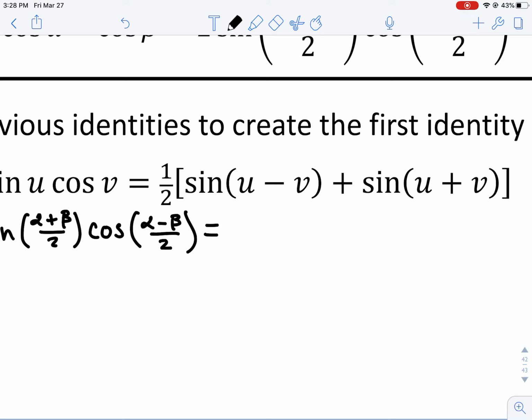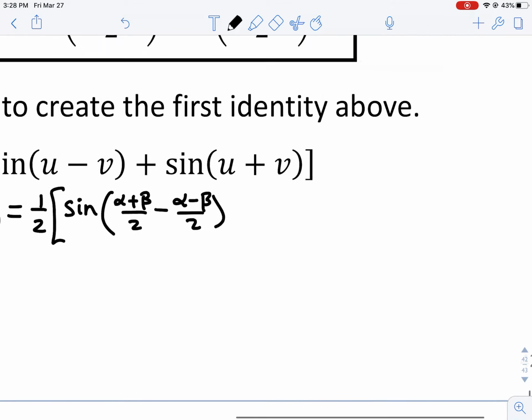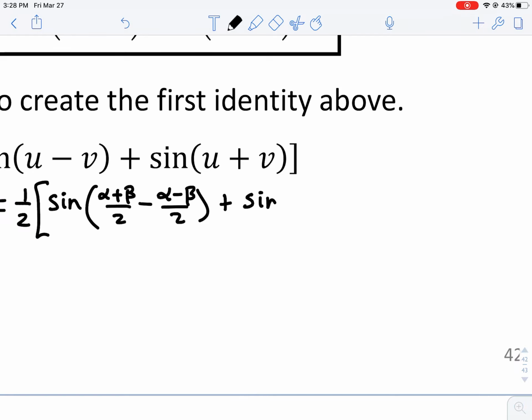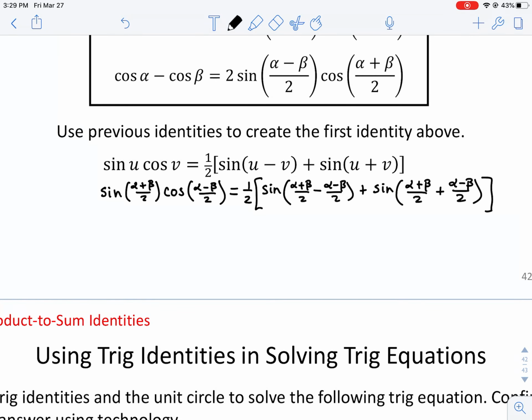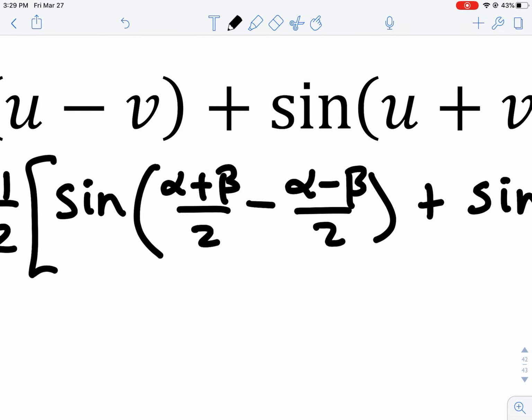Okay, I'm going to do the exact same thing on this side. The u gets replaced with alpha plus beta over 2, and the v gets replaced with alpha minus beta over 2. The u gets replaced with alpha plus beta all over 2, plus, and then the v gets replaced with alpha minus beta all over 2. All right, now simplify what's inside these brackets. This negative is going to have to distribute. We have a common denominator of 2 already.